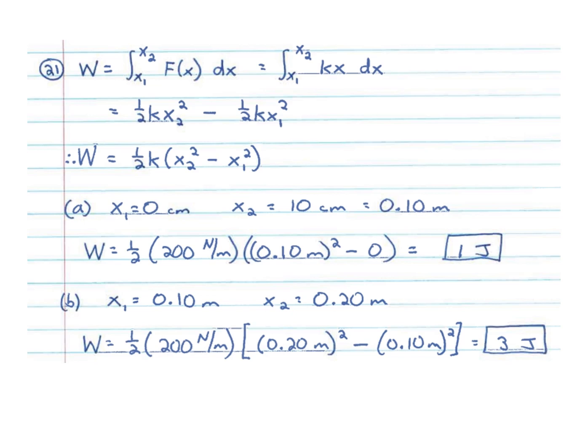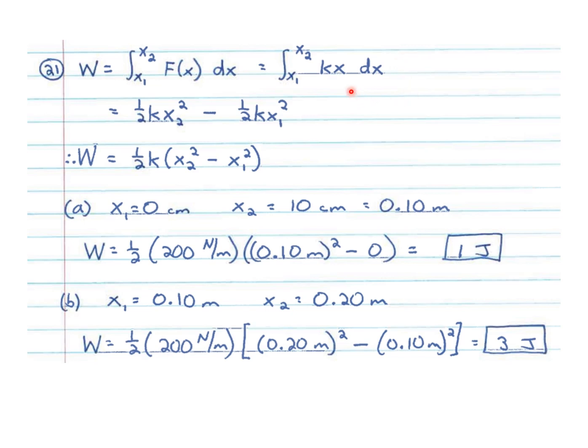Number 21, how much work does it take to stretch a spring with spring constant 200 newtons per meter? Part A says 10 centimeters from equilibrium, and part B says from 10 centimeters to 20 centimeters from equilibrium. We're going to use this equation that work is the integral of F dx, and in this case with a spring, the force is kx, that's the force that we apply.